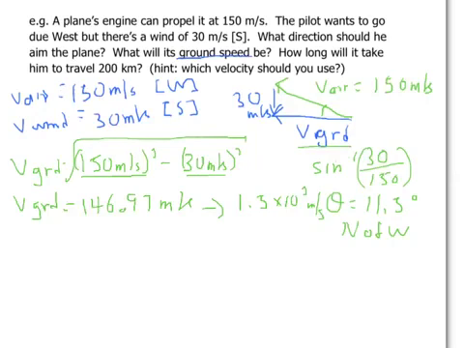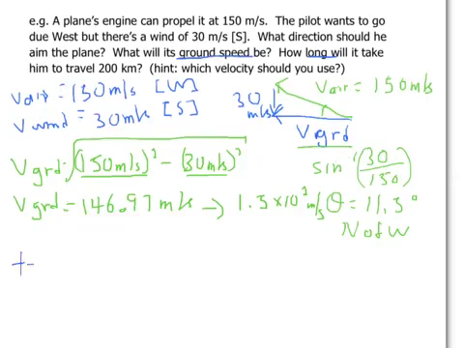And lastly, it asks us how long will it take for him to travel 200 kilometers. And the hint there is, which velocity should you use? You should always use the velocity that is parallel to the displacement vector you are trying to determine. And because you're displacing 200 kilometers in the west direction, you should be using the V ground velocity. So let's figure it out.